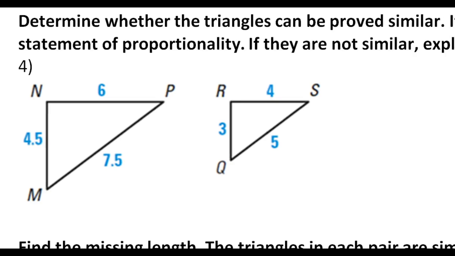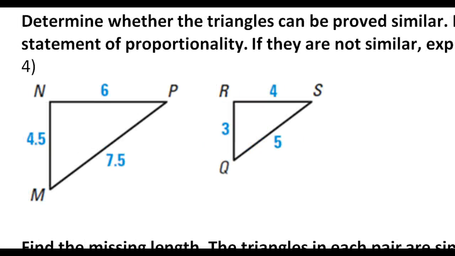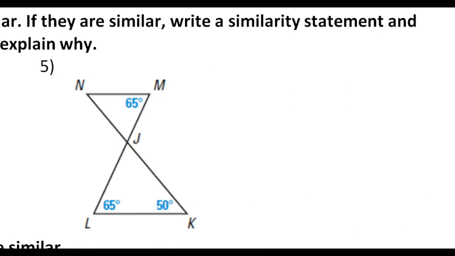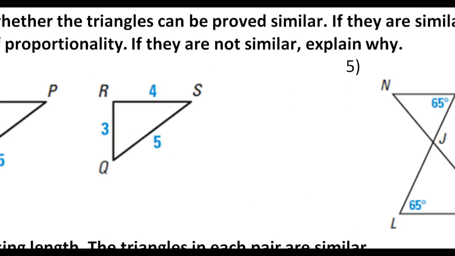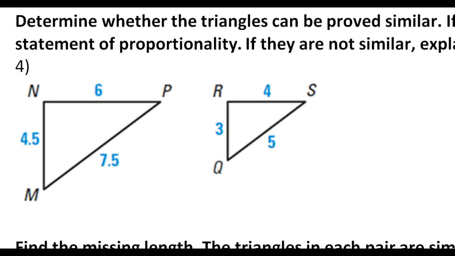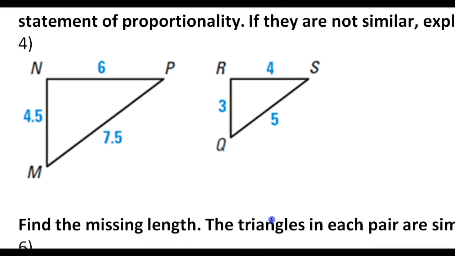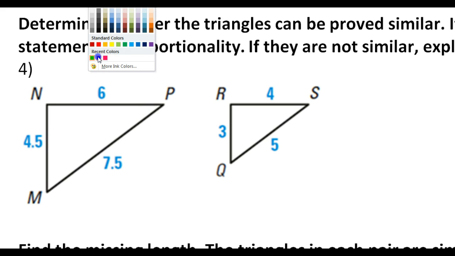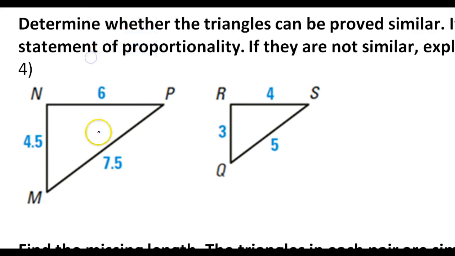Alright, for number 4 and number 5, we're supposed to determine whether the triangles can be proved similar. If they are similar, we're supposed to write a similarity statement and statement of proportionality. If they're not similar, we're supposed to explain why. Okay, so let's decide if these are similar. The way we will do that, and you have to show your work, is let's compare corresponding sides and see if they are proportional. So let's start with the biggest side.